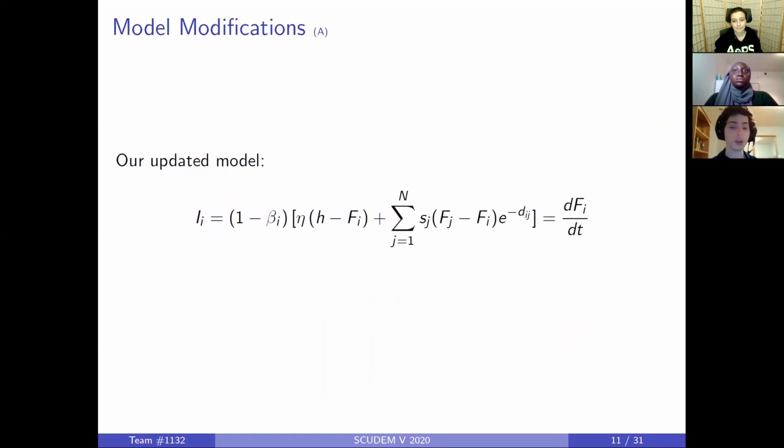So this is the update model we use. In essence, we just say that the change in the formality of an individual is equal to the social impact on that individual.